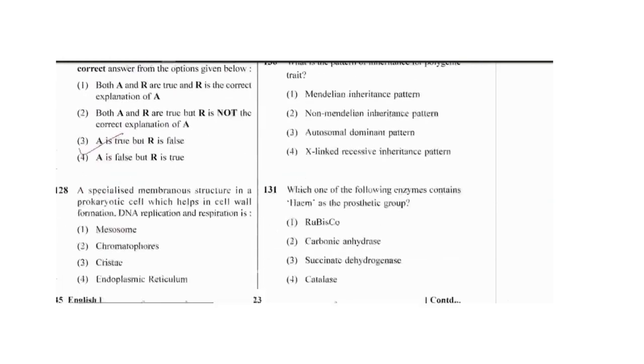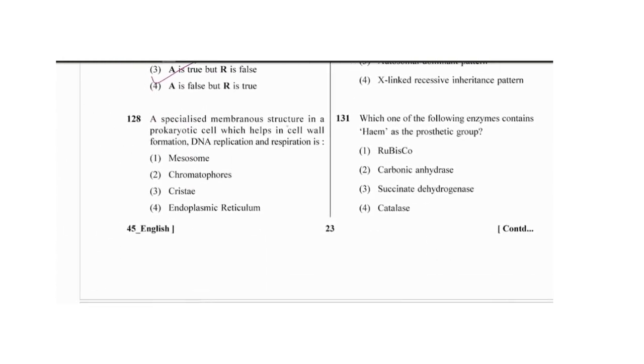Then the next is a specialized membrane structure in the prokaryotic cell which helps in cell wall formation, DNA replication and respiration. So we can say mesosomes are actually applicable for all these. Cell wall formation, DNA replication and respiration are there because of it. It is not the mitochondria. Chromatophore will not be there. Endoplasmic reticulum will be part of the outer membrane of the nucleus, so it is also not. So the correct should be the 1st one.